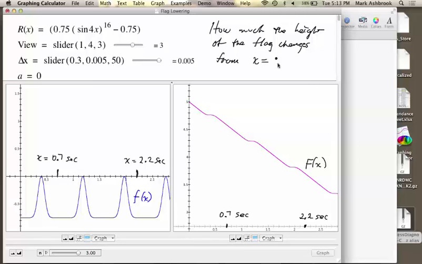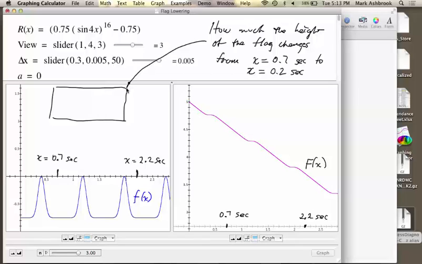How much the height of the flag changes from x equals 0.7 seconds to x equals 2.2 seconds. Can you write something that mathematically equals that? 2.2, sorry, thank you. Okay, think about it, work on it. So how much does the height of the flag change starting at 0.7 seconds to 2.2 seconds? Talk about it, work on it. Remember, look at your notes, look at what we talked about earlier.